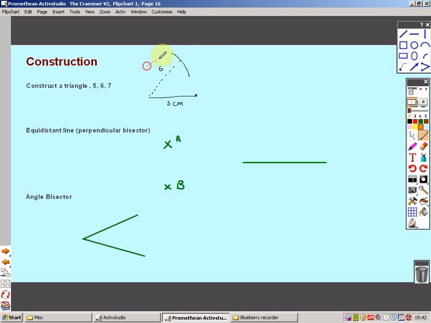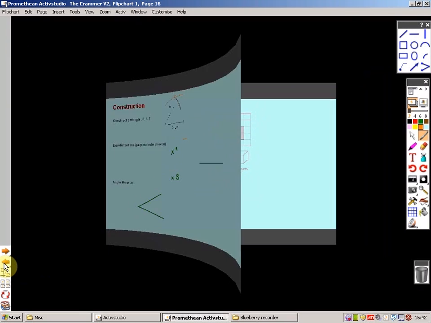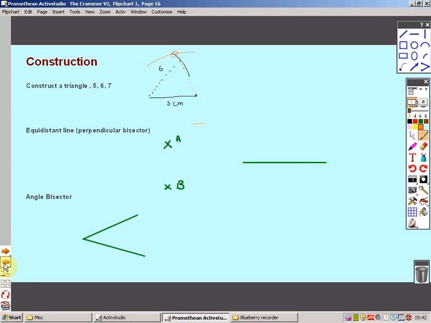So I'll get a different colour and do a 7 one. A 7 one would be longer. That's your compass at 7. Where they cross, there will be where your triangle is. You then need to get your ruler and do a nice straight line between there and there and there and there. And I've constructed a triangle there.